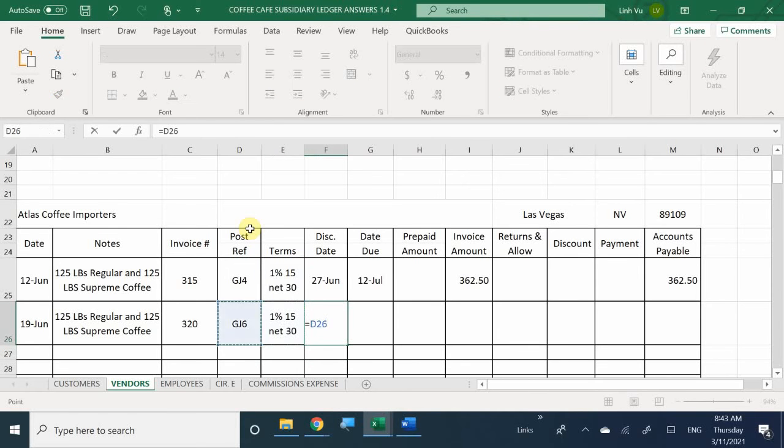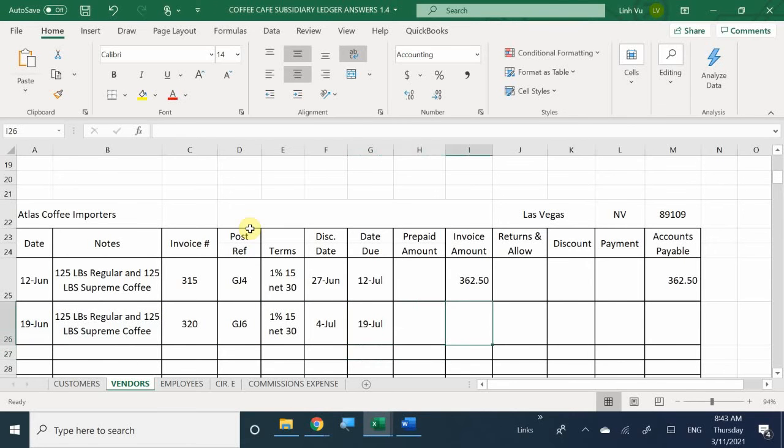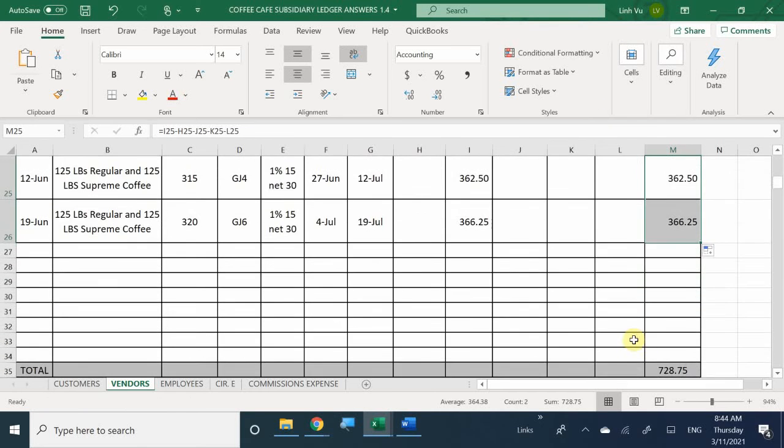So, when is my discount date? July 4th. Good. When is my due date? July 19th. Okay. What else? What's my invoice amount? 366.25. So therefore, we made no payment. So we owe another $366.25. And down below, we owe a grand total of $728.75. Not doing so good here. Owing so much money now.